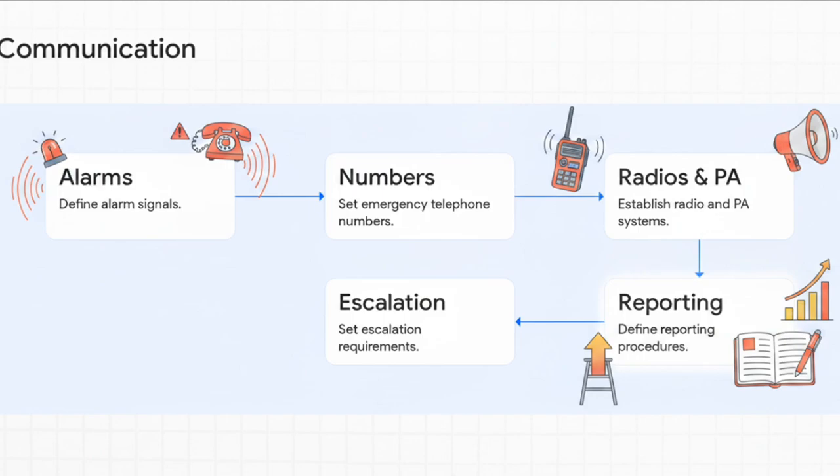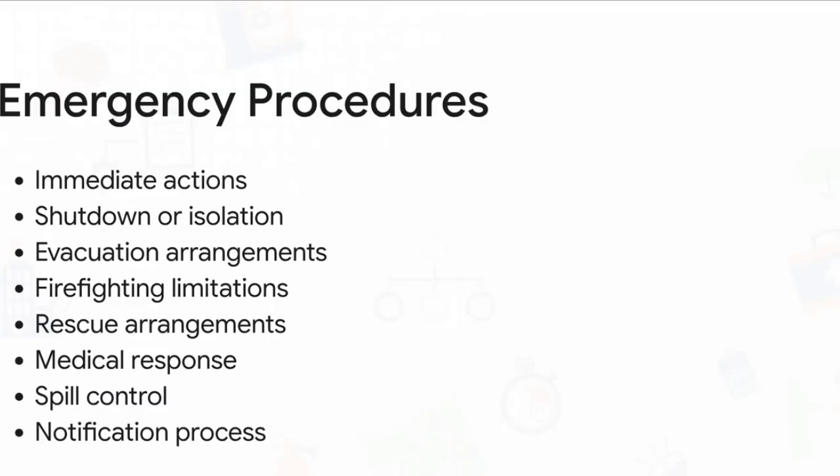a full-scale emergency. Next, you have to draft specific emergency procedures for each credible scenario you identified back in Phase 1. This means detailing the immediate actions, mapping out the medical responses, establishing the notification processes, and defining firefighting limitations.